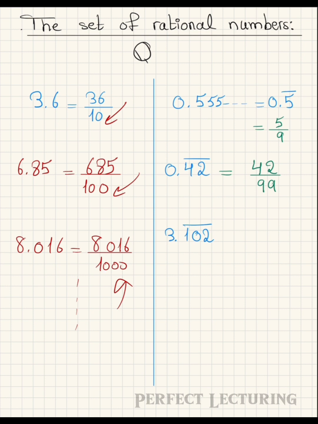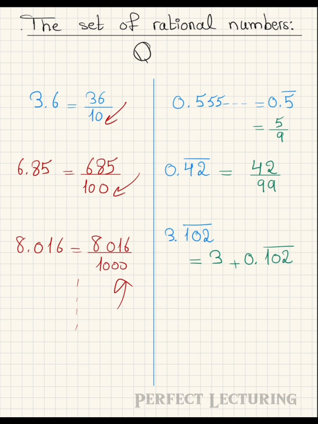Am I saying that if the integral part is not equal to 0, I'm not able to convert it into a fraction? This is not what I'm saying. So what do I do here? Well, in this case, I have to split it up into 3, the integral part, plus 0.102 bar, the remaining part. Then I continue as usual.